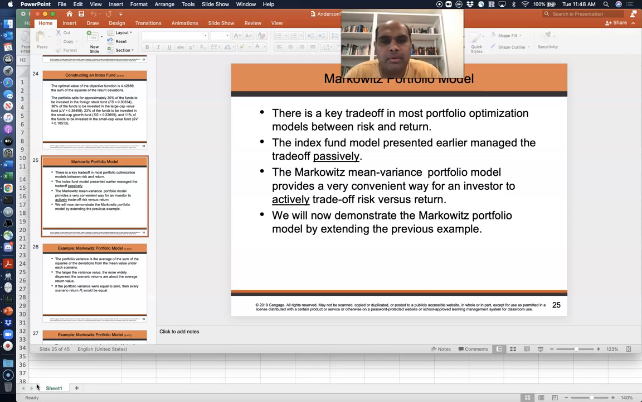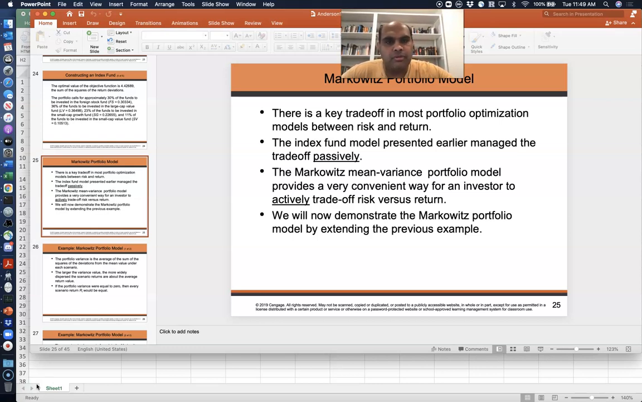When looking at portfolio optimization, basically, there are always two things that you have to keep track of: risk and return. Now, in many of the linear programming formulations, return was our objective. In the index fund formulation, the risk wasn't the objective. The objective was to be as close to the return of the index fund as possible. But a Markowitz portfolio model is a mean variance portfolio model, which is a convenient way in which an investor can actively trade risk and return. So you have this trade-off between risk and return, and it's a simple way of doing that.